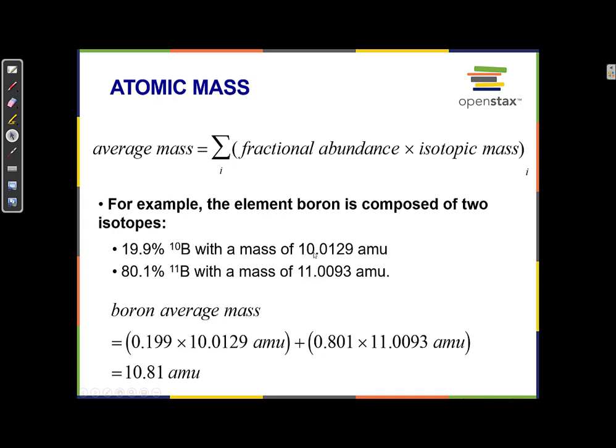How do we figure out the mass that's going to be on the periodic table? Well, we multiply the natural abundance as a fraction, so 19.9% becomes 0.199, multiply that by the atomic mass, and add that to this natural abundance times this atomic mass. When we add them together, we get the average mass that you will find on the periodic table.